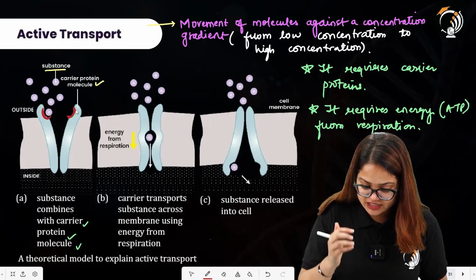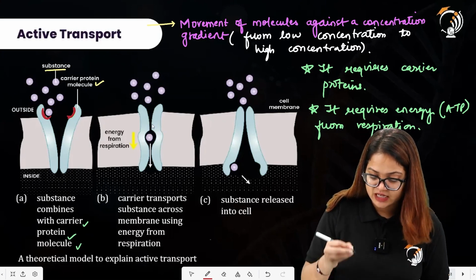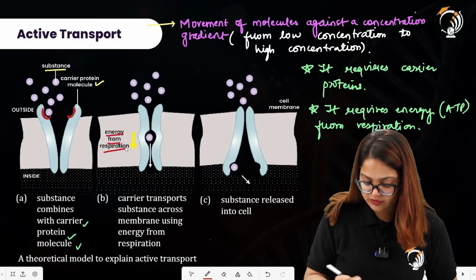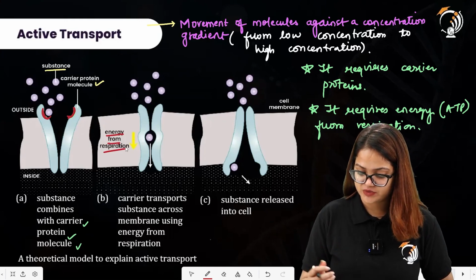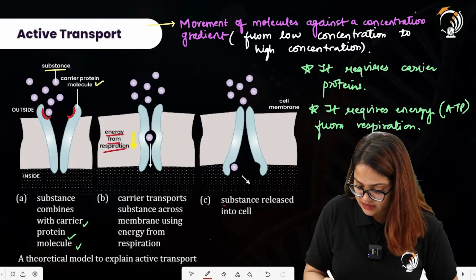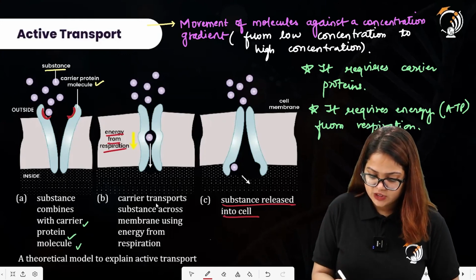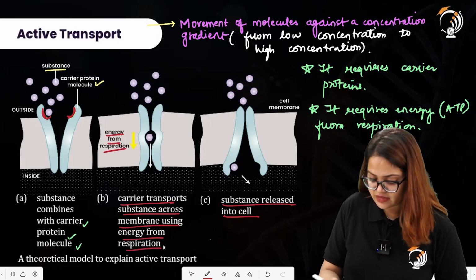The carrier proteins are now passing the molecules across the cell membrane here, but it requires energy from the process of respiration to open up this channel here. All right. And the substance has been released into the cells by this. So carrier transports substance across membrane using energy from respiration.